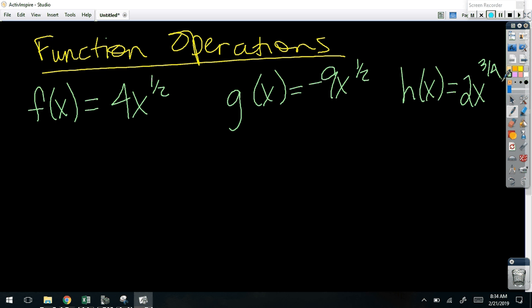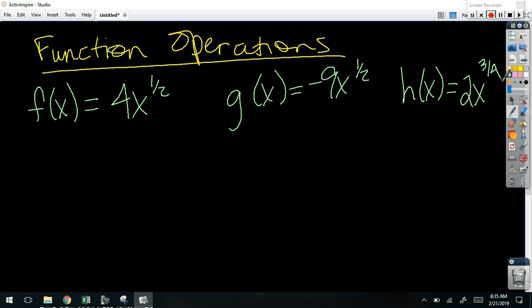The f of x notation indicates that it's a function. It's the same as y, but it tells us that it's a function, meaning it passes the vertical line test. Every input has one and only one output. That's the definition of function from Algebra 1.